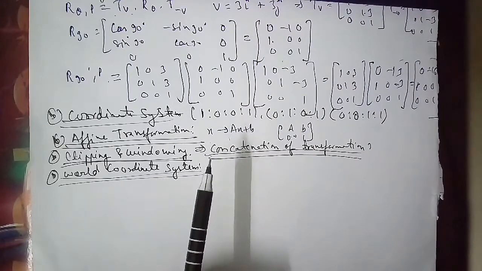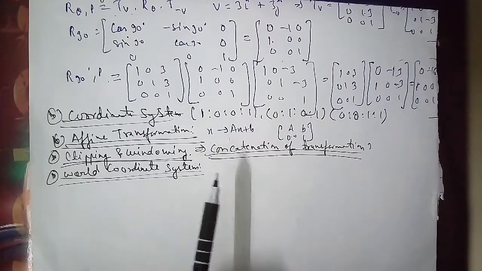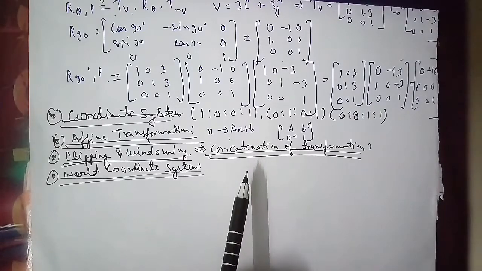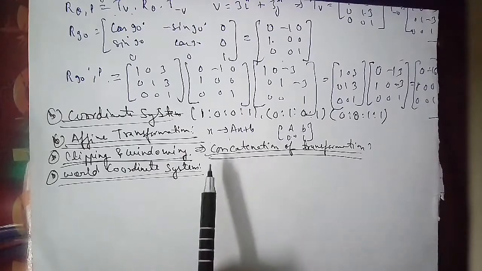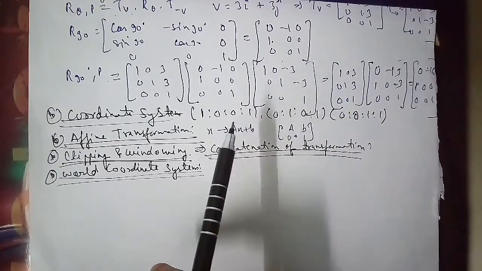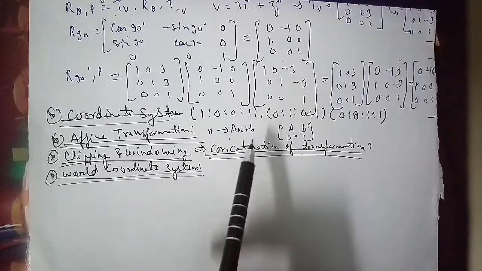Now we'll discuss another question which has been asked for 10 marks in your examination paper. That is, what do you understand by a normalized device coordinate system, what is window to viewport coordinate transformation, and what are the issues related to multiple windowing. That is what they had asked.